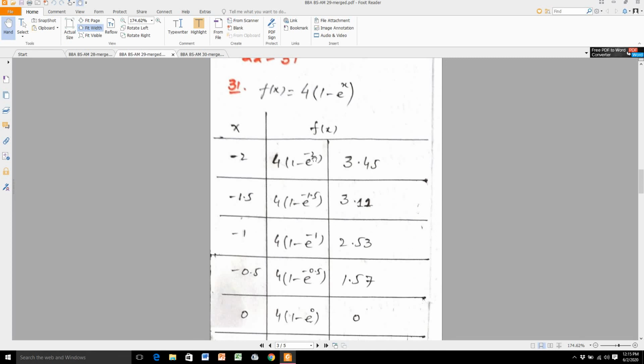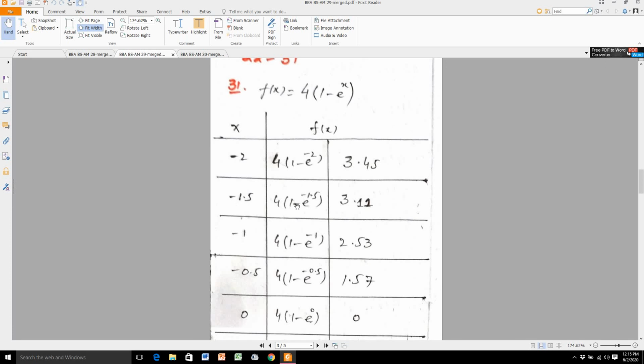One more thing, you must keep your calculator on radian mode. If you keep your calculator on degree mode, then your answer will be wrong. First change its mode and convert it into radian mode. 4 into 1 minus e raised to the power minus 2. When you simplify this, it is equal to 3.45.